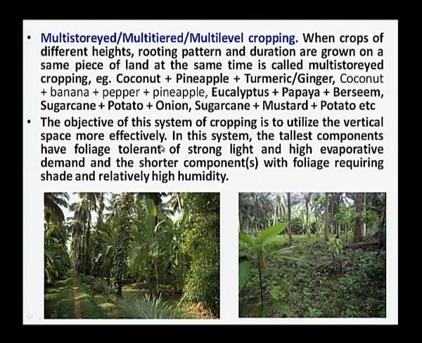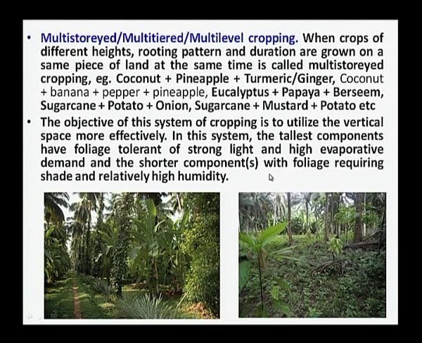Another intercropping is multi-story, multi-tiered or multi-level cropping. When crops of different heights, different rooting patterns and different durations are grown on the same piece of land at the same time, it is called multi-story cropping. For example, coconut plus pineapple plus turmeric or ginger, or coconut plus banana plus pepper plus pineapple, or eucalyptus plus papaya plus berseem plus sugarcane plus potato plus onion, or sugarcane plus mustard plus potato are different multi-level croppings.